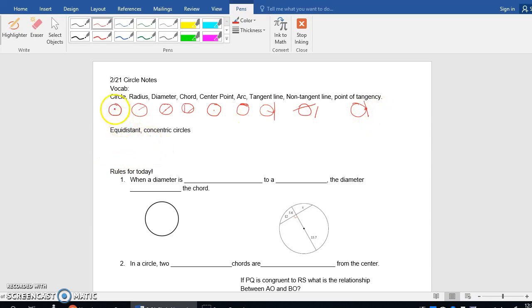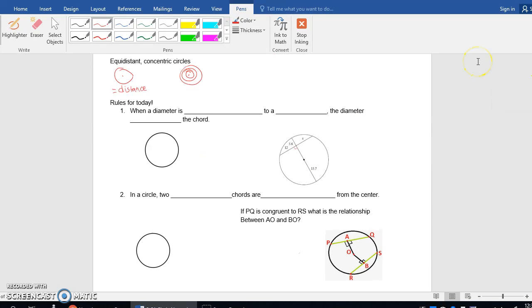And then we have equidistant, which I referred to with the center point and the circle. Equidistant is just equal distance. That's all it means. And then concentric circles are circles that share the same center point. So there can be infinite many circles that share the same center point. Then today we learned 3 different rules.